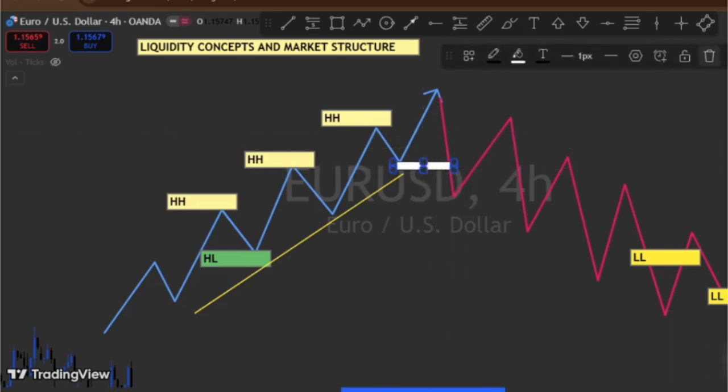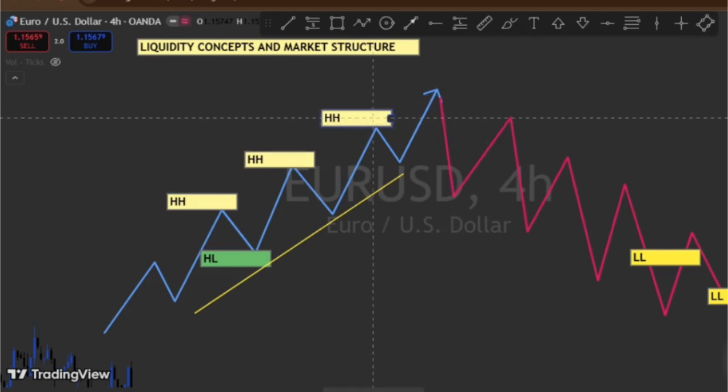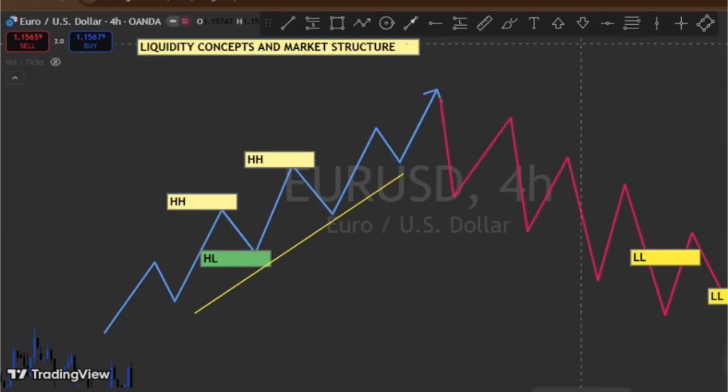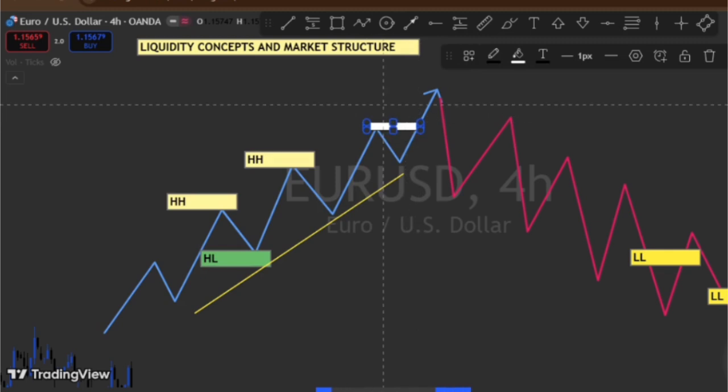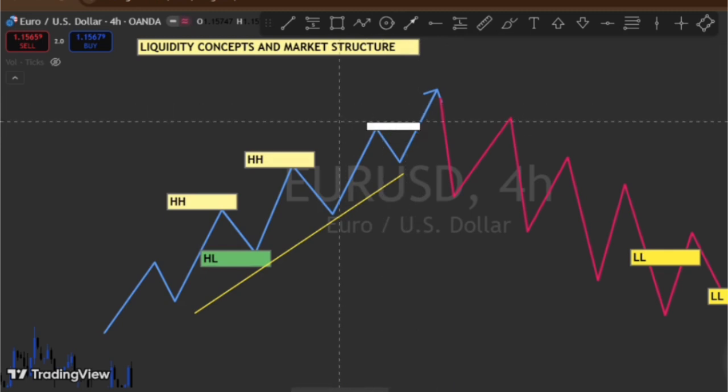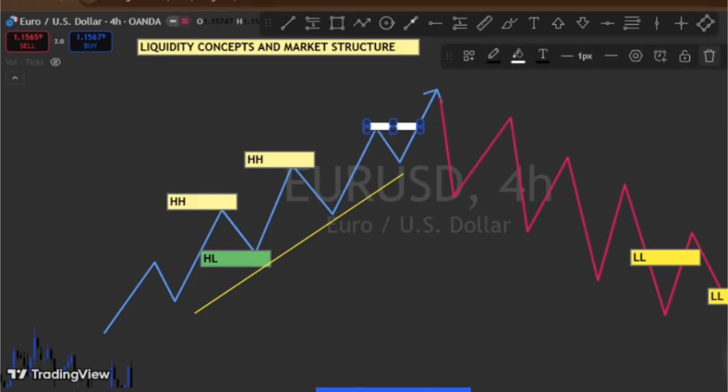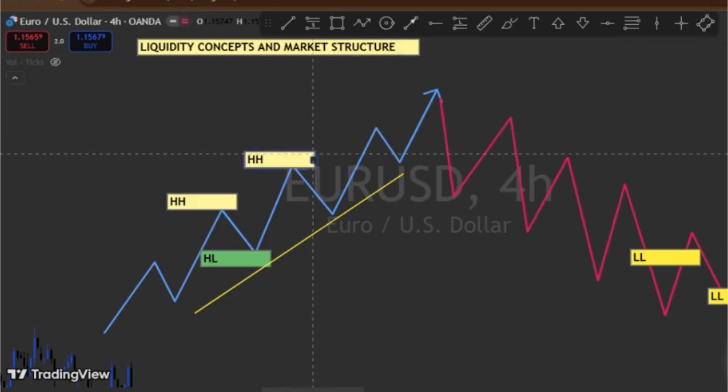Now let's have a look. If we extend this, if we see it like this, this is a break of structure. A break of structure occurs in a continuation market, then a choke occurs in a reversal market. So you could ask yourself, what's the difference between choke and BOS? BOS occurs in a continuation market, while a choke occurs in a reversal market.